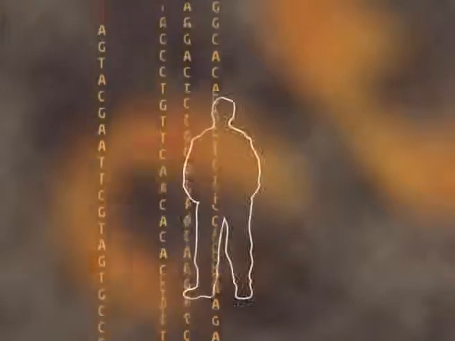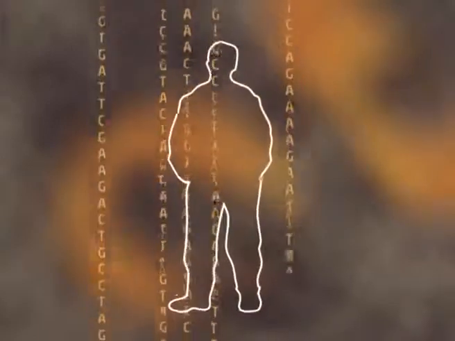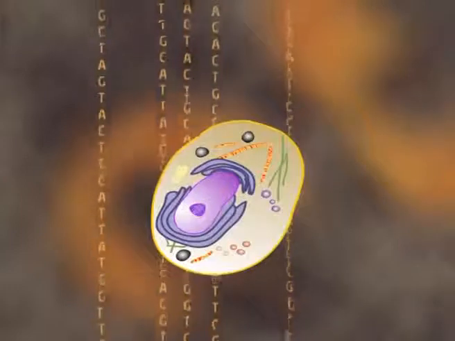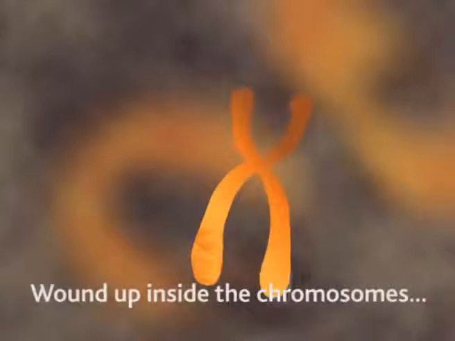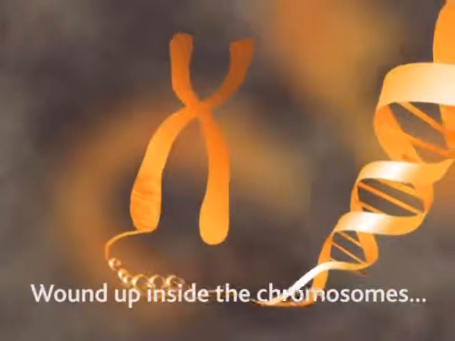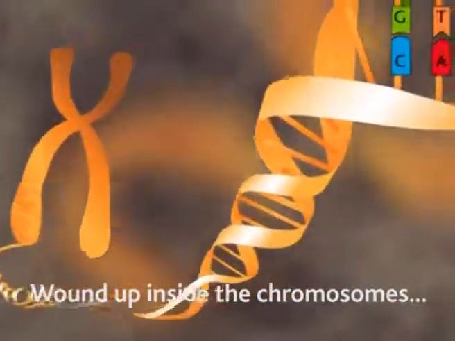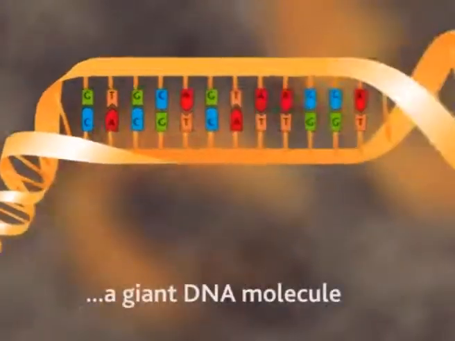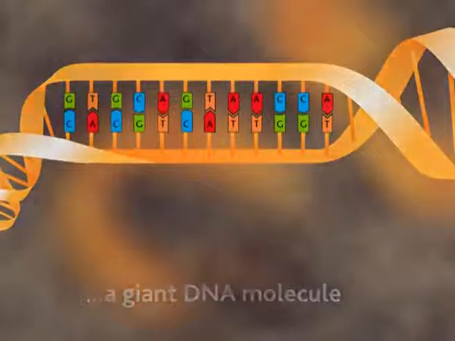Our body is made of billions of cells, which are arranged to form organs. Approximately 1.5 meters of DNA are stored in each cell. DNA is a giant molecule formed by two complementary strands which are wound into a double helix.